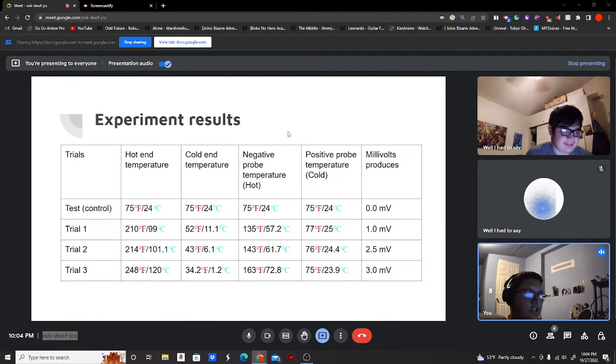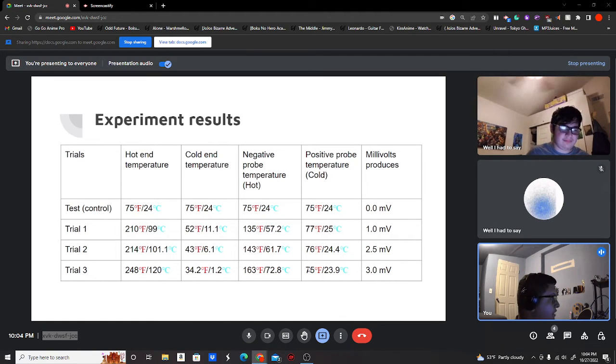So, in our experiment results, these were the results we produced from our experiment, as described in the procedure before. As you can see, we have the hot end temperature and the cold end temperature. The hot end has an increasing temperature as we go down each trial, and the cold end has a decreasing temperature as we go down each trial. You can also see the voltage increase from 1.0 to 2.5 to 3.0 millivolts, which is our highest.